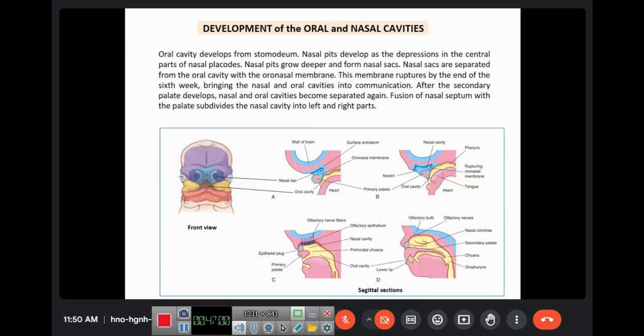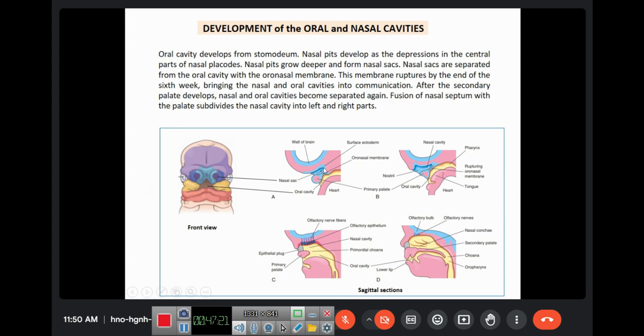Here you can see development of the oral and nasal cavities. Oral cavity develops from stomodeum. Nasal cavity develops from the nasal pits. Nasal pits grow into the nasal sacs.